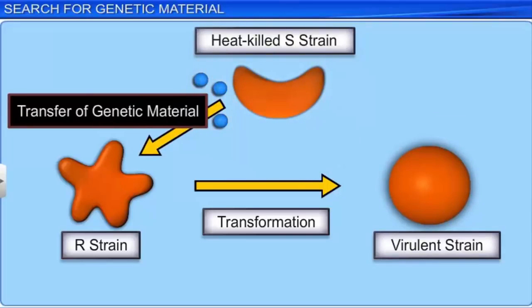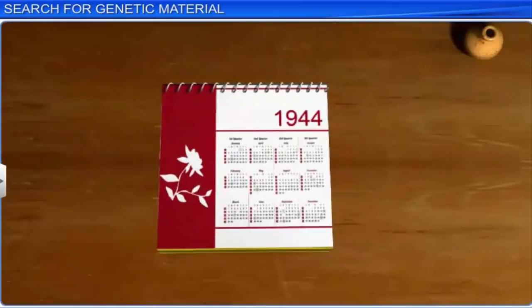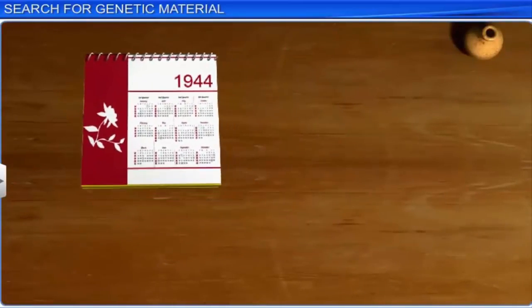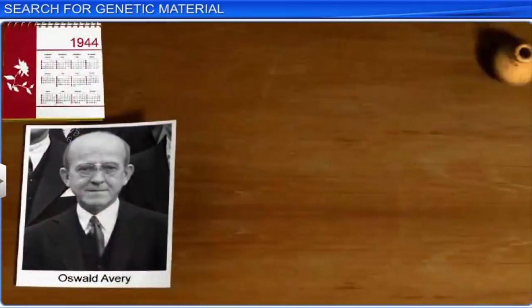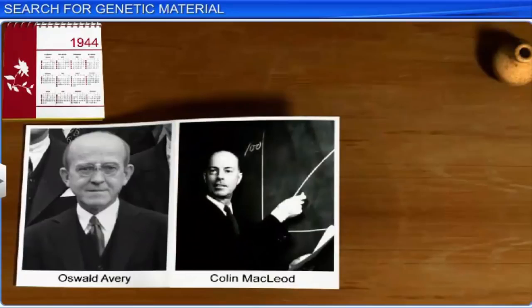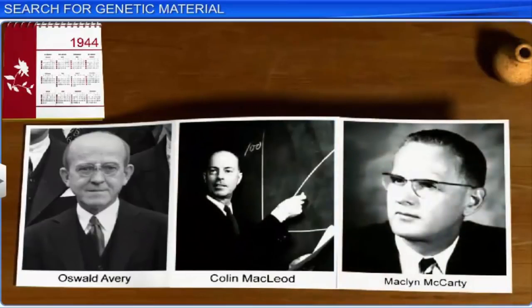However, there was still no means to ascertain or identify the genetic material that was transferred and responsible for the transformation process. Later, after 16 years, in 1944, a team of 3 scientists, Oswald Avery, Colin MacLeod, and Maclyn McCarty, once again began research on the experiment that was once conducted by Frederick.